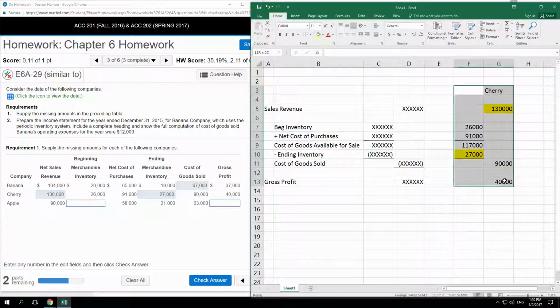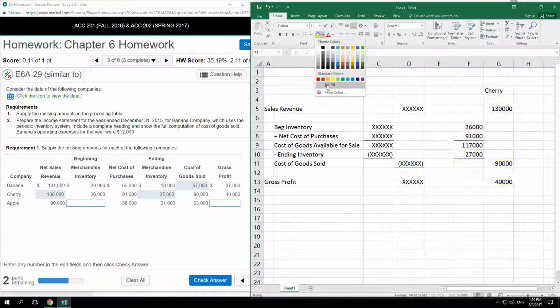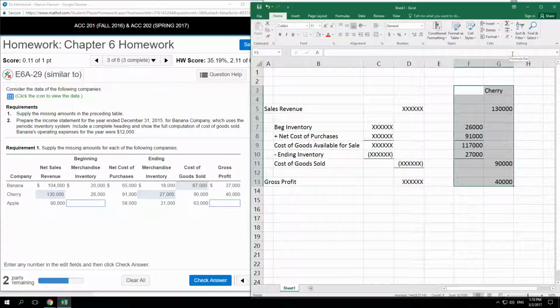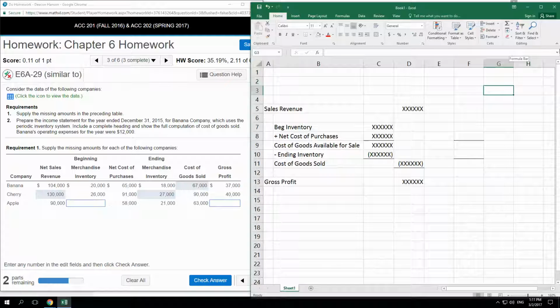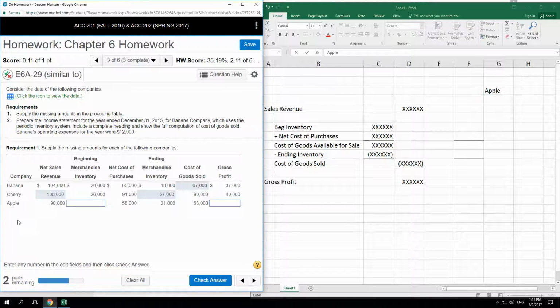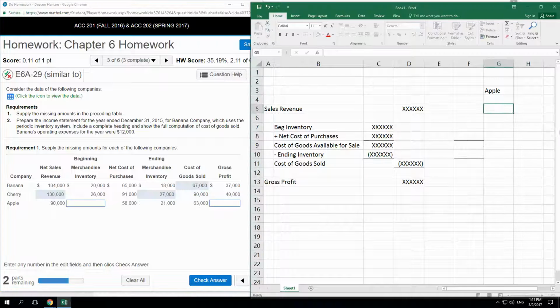Now we will do Apple, right? They named all of these companies after fruits. So you got Apple here. With Apple, they give us the sales revenue. They do not give us the beginning inventory. But they give us the purchases, 58,000. They give us the ending inventory, which is 21,000.